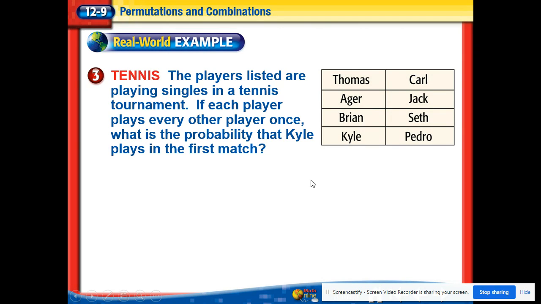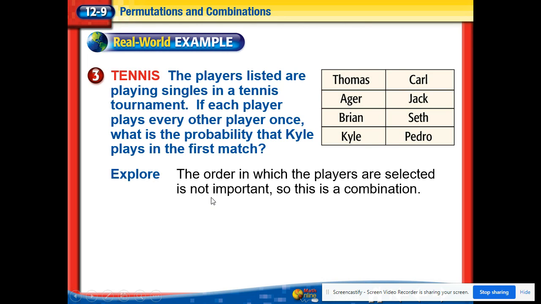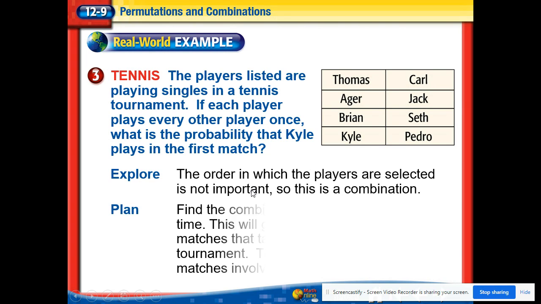All right, the players listed here are playing tennis. If each player plays each other player once, what's the probability that Kyle plays in the first match? All right, the order in which the players are selected is really not important. Whether I choose Thomas and then Carl, or Carl and Thomas, they're still playing against each other. So this is a combination.